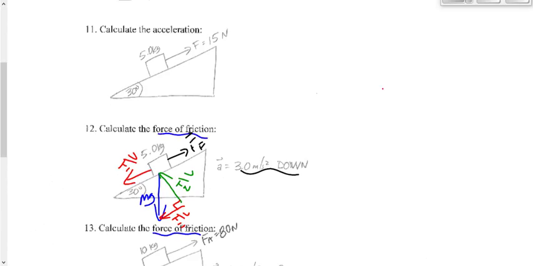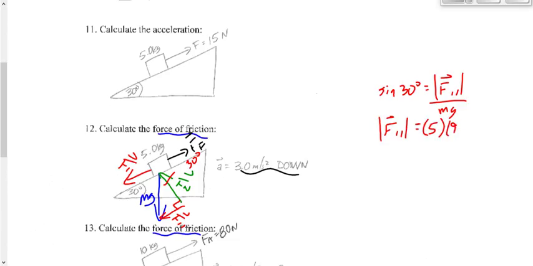Let's say sine 30 degrees is equal to opposite, F parallel, over hypotenuse, which is m times g. Let's say F parallel is equal to m, which is 5, times 9.81 times sine 30. We do that math, and 5 times 9.81 times sine 30 works out to 24.525 newtons. Now what?